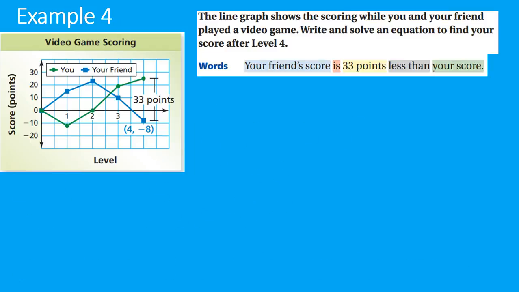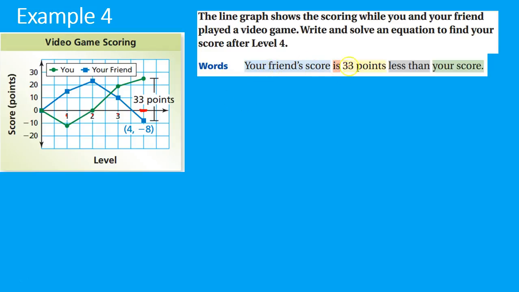Okay, one more example for your notes. It says a line graph shows the score while you and your friend played a video game. Write and solve an equation to find your score after level 4. Okay, so here are our levels. Here's level 1, 2, 3, and 4. So this is what we want right here.